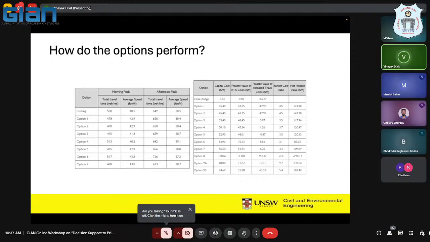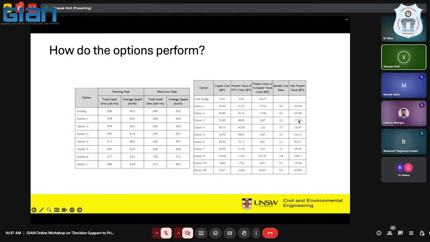So what is the cost for each of these? The cost of just closing the bridge is a capital cost of 540,000, and you then do a present value of that from our RTA estimate, and a net present value, the present value of the increased travel costs as well. So you can do an assessment based on the cost, and you can look at the benefit to cost ratio for each of these, right?